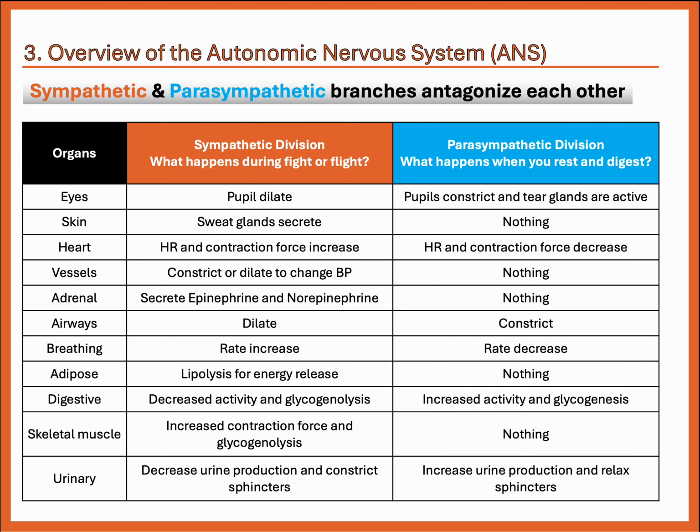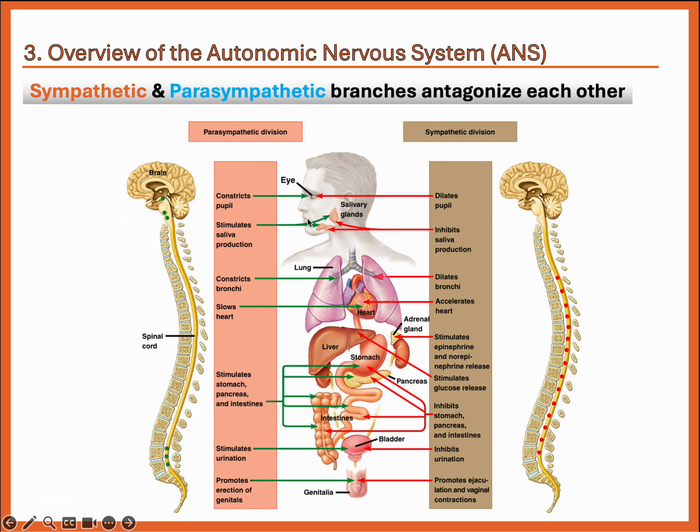So I want to take some time to take a look at this because this is what's important, okay? The sympathetic division dilates your pupils. When you are stressed, you want to open up your pupil to allow as much light in so that you could see the dangers coming to you. When you're resting, you want to constrict the pupil so that not much light comes in.